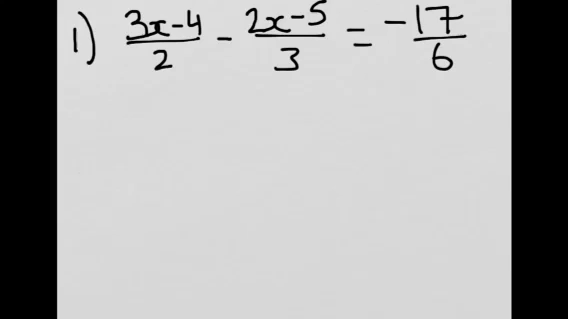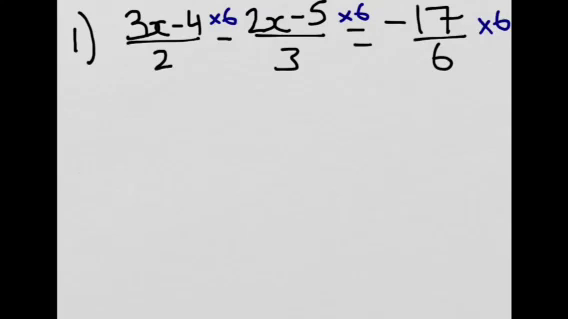Now the first thing we'll be looking to do here is get rid of the fractions. You can work with fractions if you want, but it's much easier to multiply by a number and work with whole numbers. Now, the number we would multiply every term by to get rid of these fractions is 6. So we multiply each term by 6.